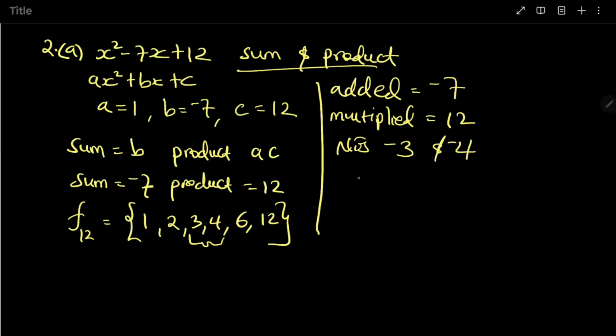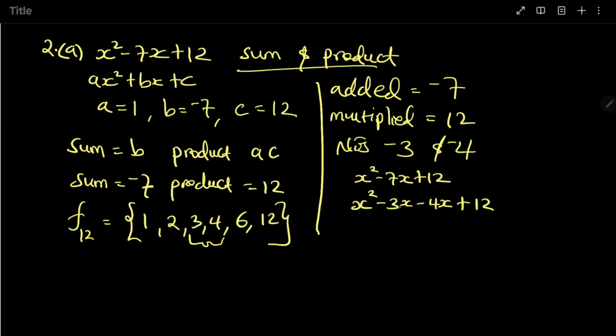We can just rewrite our initial value, which is x squared minus 7x plus 12, and then it becomes x squared. Instead of writing the sum, we are going to write the 2 numbers that we have confirmed, which is minus 3 and minus 4, just attaching an x on each one of them. So it becomes minus 3x minus 4x, which is still negative 7x. We are just splitting it into 2. And then plus 12.